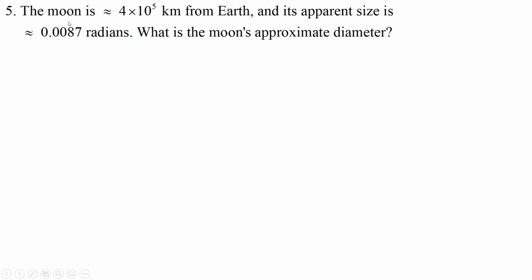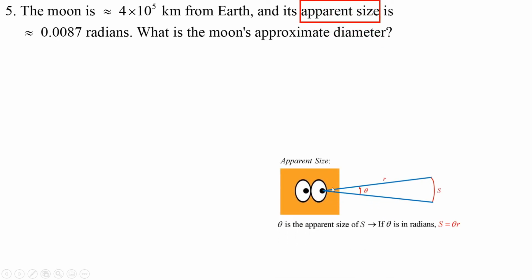Okay, the moon is approximately 4 times 10 to the 5th kilometers from Earth. And its apparent size is approximately 0.0087 radians. Remember our cool diagram for apparent size? Here it is right here. All right, that apparent size is this angle theta right there. Okay, so let's use this as a diagram to come up with the moon's approximate diameter.